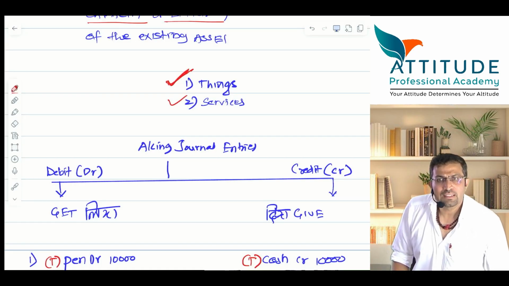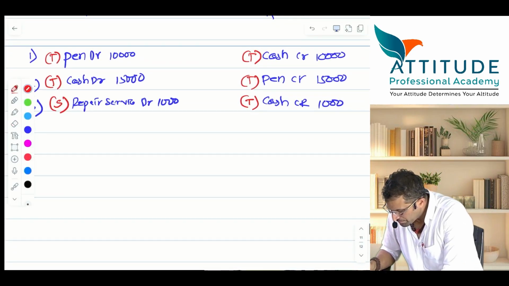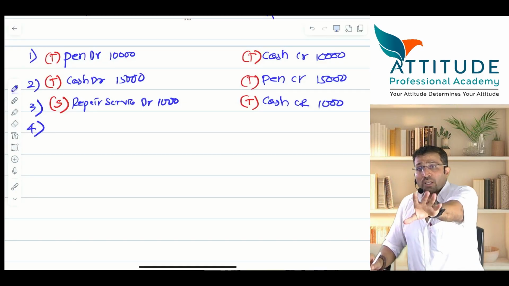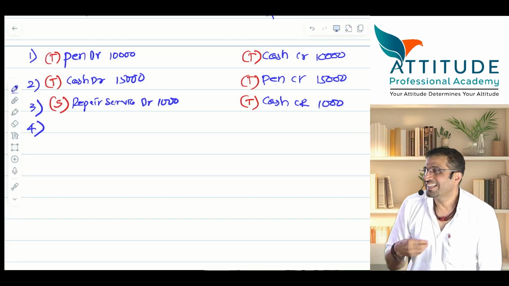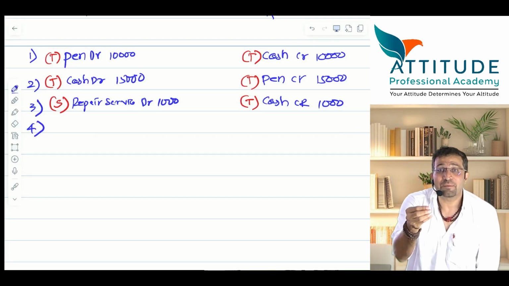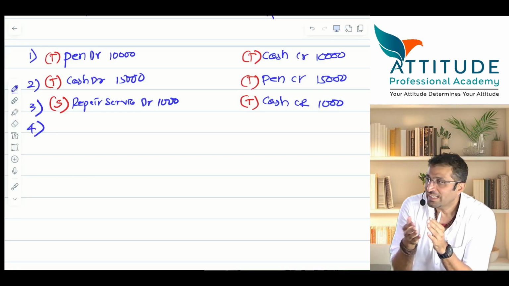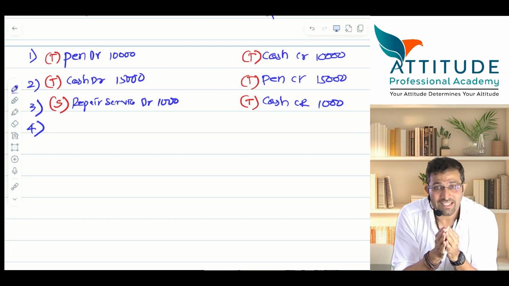Understood? Okay, come down. Third, fourth. Sir, you are a CA. Baba, you are a CA. I am an electrician. Okay, I come to your office. I say, sir, this much is my income. Should I pay income tax?